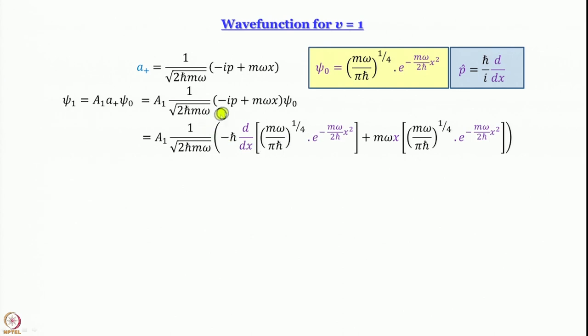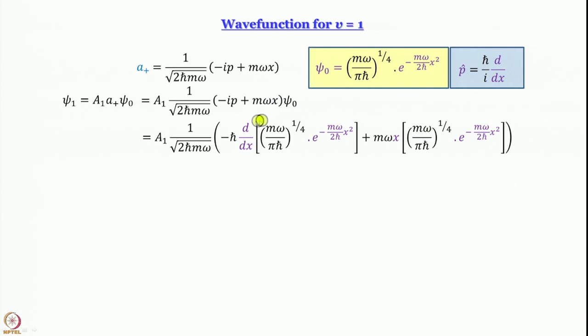So, the first term would be minus i p operating on psi 0, right. p is h cross by i d/dx. So, minus i p would be minus h cross d/dx. So, minus h cross being a constant comes out, and d/dx operates on the wave function, (m omega by pi h cross) to the power 1/4 multiplied by e to the power minus m omega by 2 h cross x square. In case you are confused by me rattling out all these expressions, please go through this yourself and convince yourself that what we have said is correct. The first term here is just an expansion of minus i p psi 0. What about the second one?